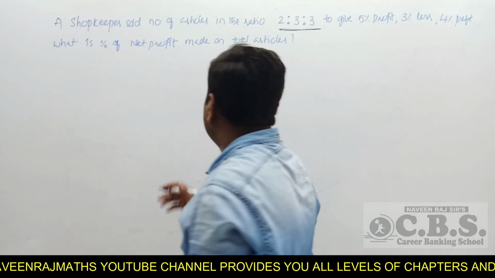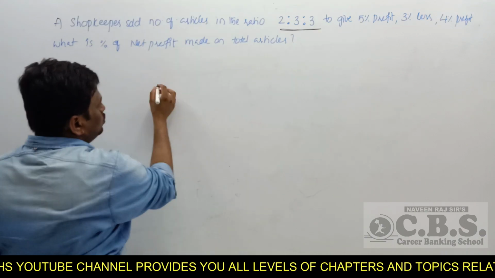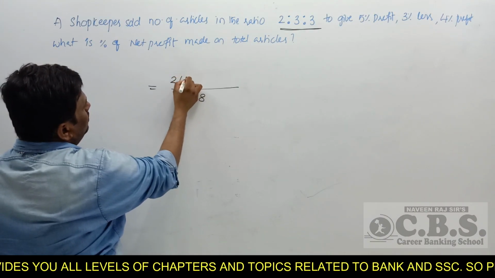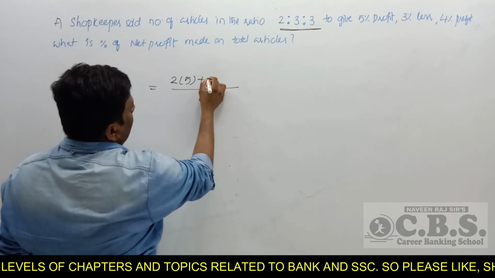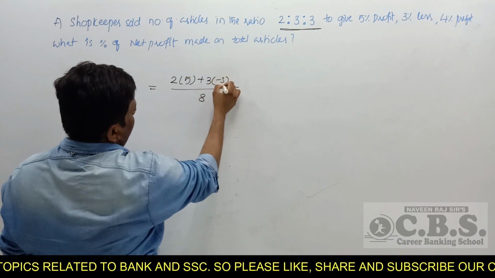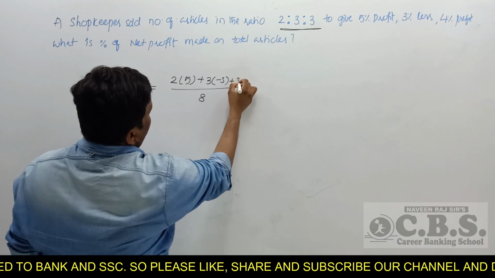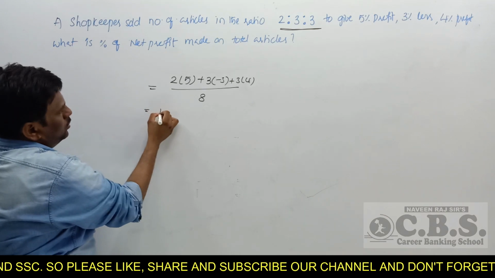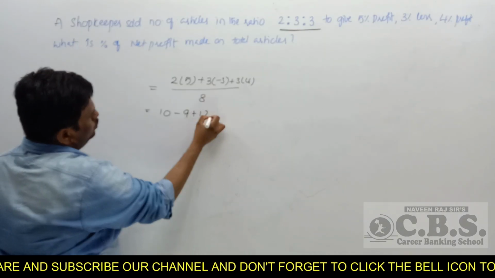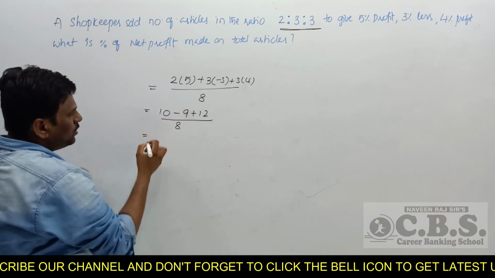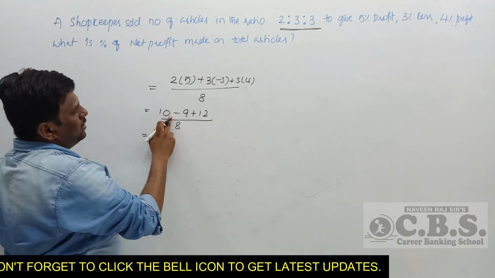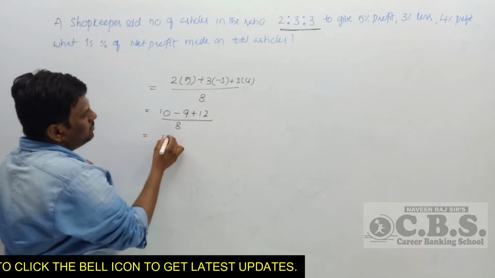Therefore totally 2 plus 3 plus 3 gives you total how many articles? Totally 8 articles. So 2 articles are at how much profit? 5% profit. And 3 articles are at how much loss? 3% loss. Loss means minus. And the remaining 3 are at how much profit? 4% profit. 2 5s are 10, 3 3s are 9 and 3 4s are 12, divided by 8. So 10 minus 9 is 1, plus 12, so 13 by 8.